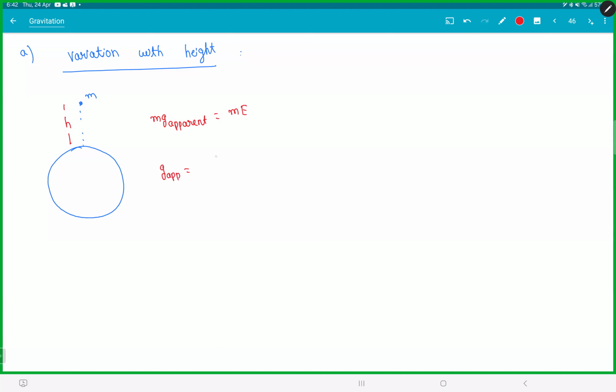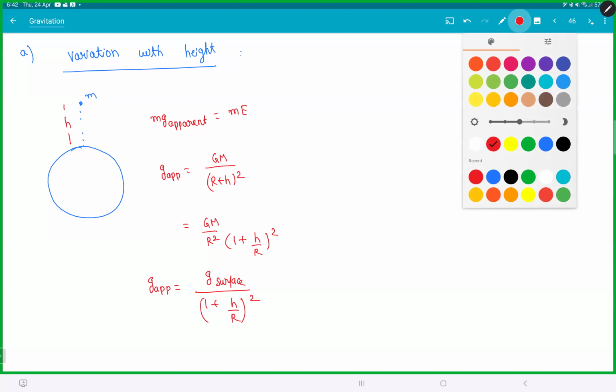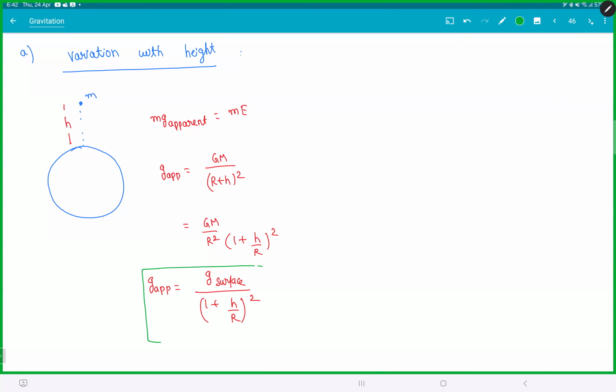So g apparent is nothing but GM by (R plus h) whole square. Standard formulas. Now if you take out that R common, you will get GM by R square into 1 plus h by R whole square in the denominator. Therefore, we get g apparent will be g on the surface by 1 plus h by R whole square. Definitely remember this.